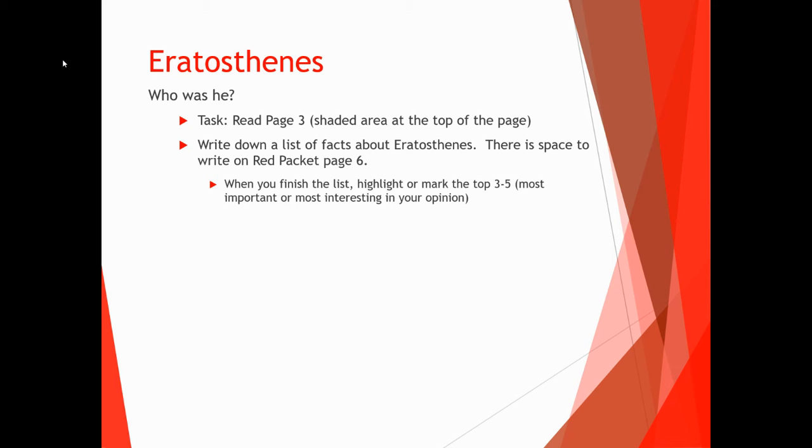There is a blue shaded area at the top of the page in your textbook on page 3. It's just a very short couple of paragraphs about Eratosthenes. I'd like you to write down some facts about his life. He was kind of an interesting guy. He did a lot, and I'd like you to know a little bit about him. So you have some space there to write down some facts.